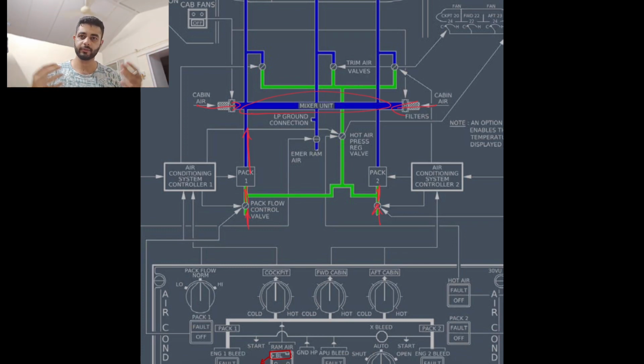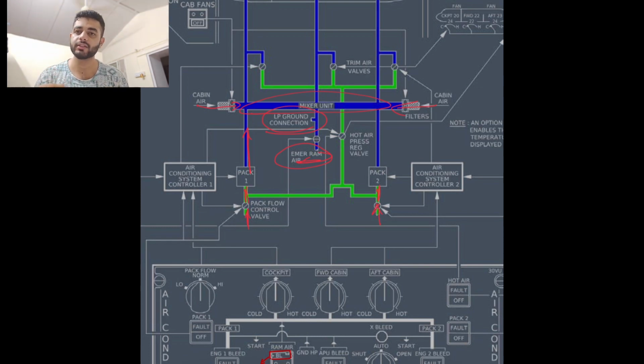This air comes in from the cabin. You have air coming in from the packs also. In case you have an emergency ram air connection, here you see emergency ram air; we'll come to this, don't worry. Otherwise, a low pressure ground connection, we'll also come to this. All of these come to the mixer unit. So if you notice, the mixer unit always gets low pressure air. It's cool, nice air, and it mixes all the air together.